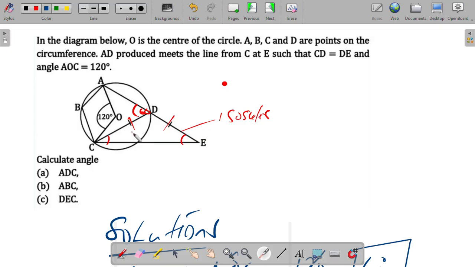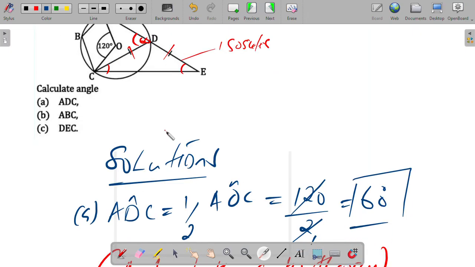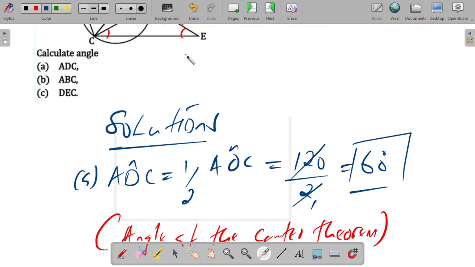CD is equal to DE. This is an isosceles triangle. And what else do you see there? So you must also understand that the sum of angles in any triangle add up to what? To 180. So CDE is part of a straight line with 120. Okay, it's part of a straight line with 120, and our solution will look like this.